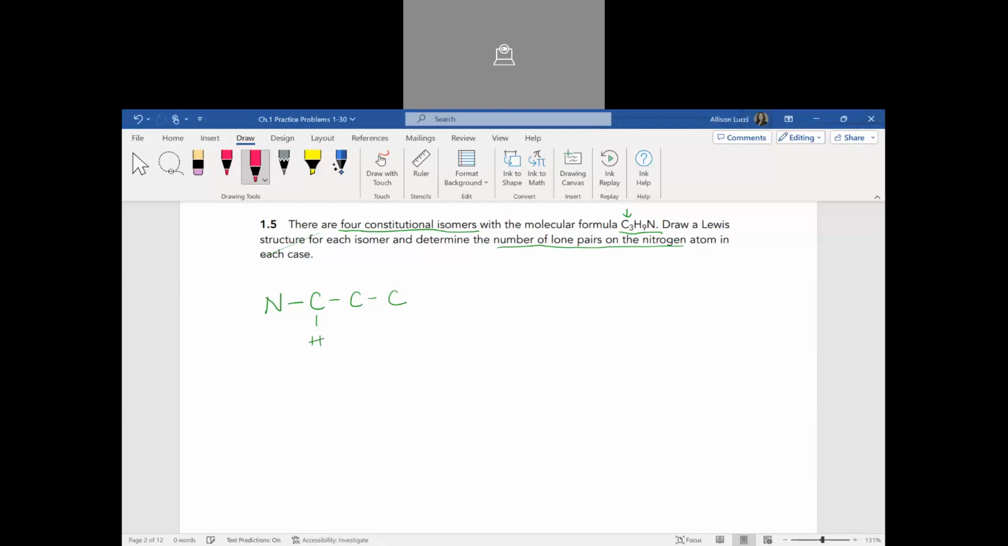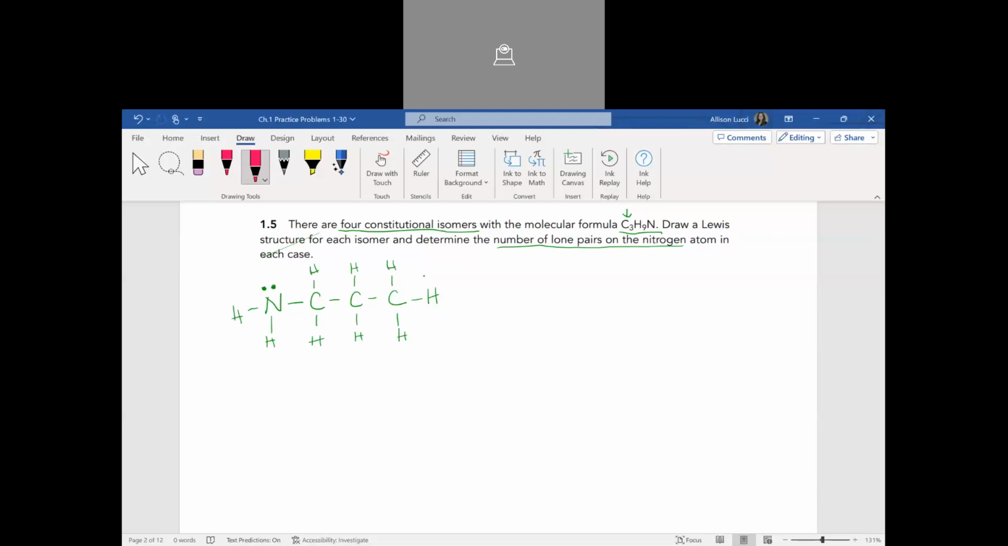So remember, each of these single bonds represents 2 valence electrons. So we can have a structure like this, and then our nitrogen would have the other 2, so it would end up with 1 lone pair. So this is the first of 4 structures.